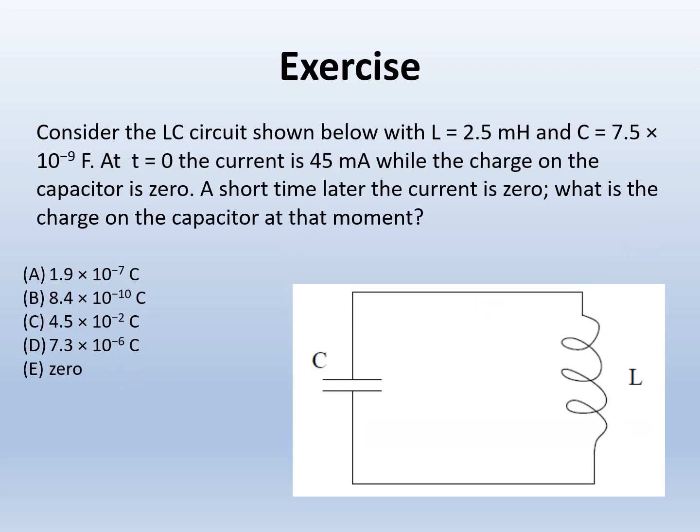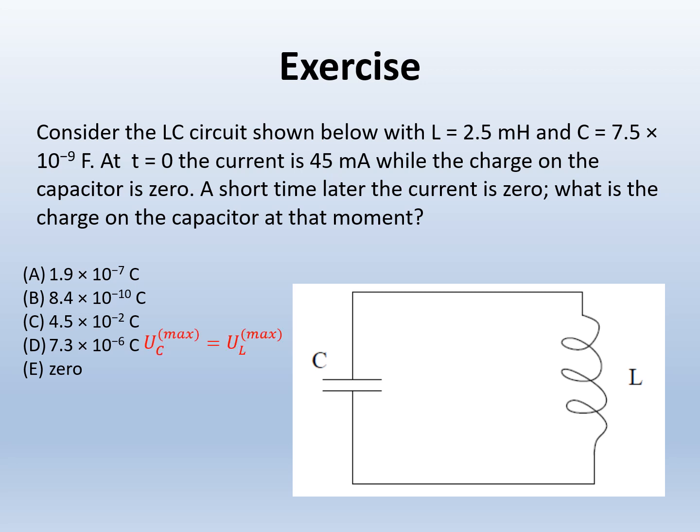This is another LC oscillator problem. We have an inductor with 2.5 millihenry inductance and a capacitor with 7.5 nanofarad capacitance. And the exercise says at t equals 0, the current is 45 milliamperes and the charge in the capacitor is 0.